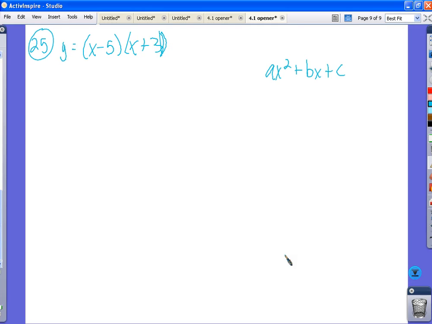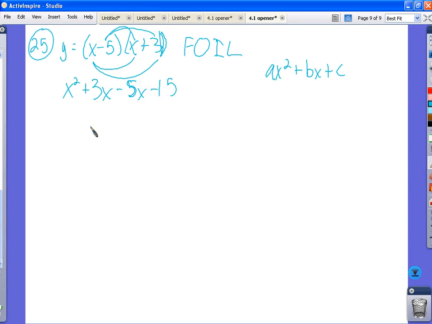FOIL. We multiply both parentheses together. So, FOIL, what does F stand for? First. So x times x is x squared. O? Outside. 3 times x. Inside. Negative 5x. Last. Negative 15. Then we combine like terms. X squared.